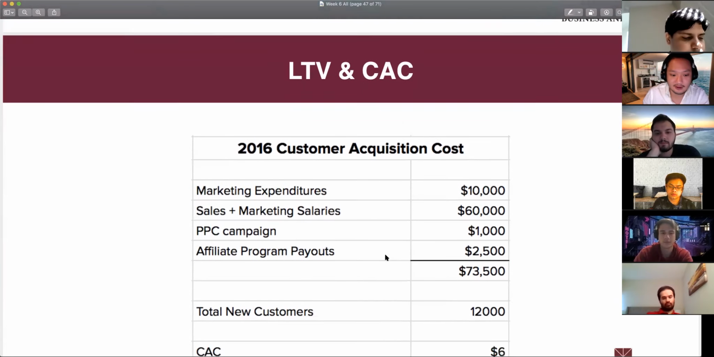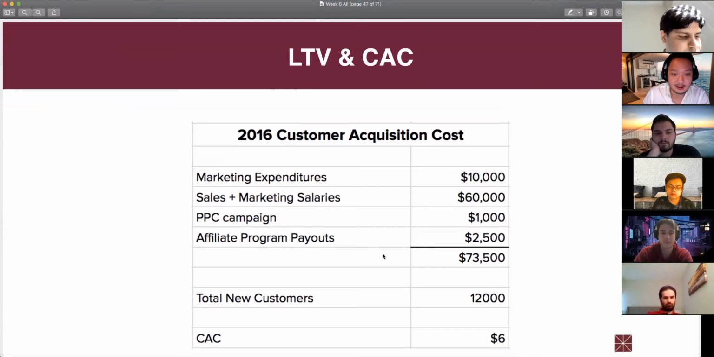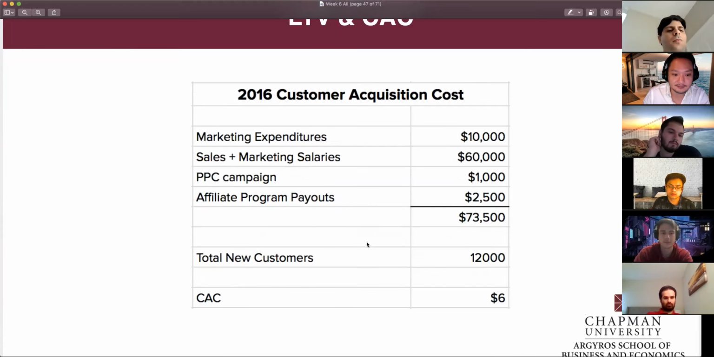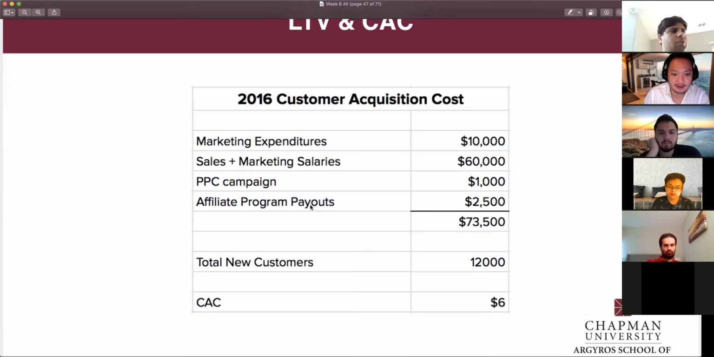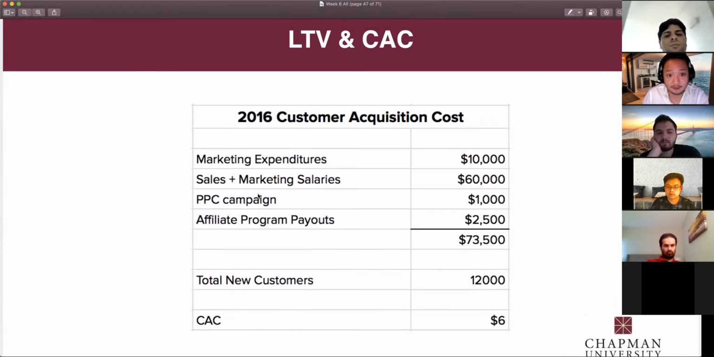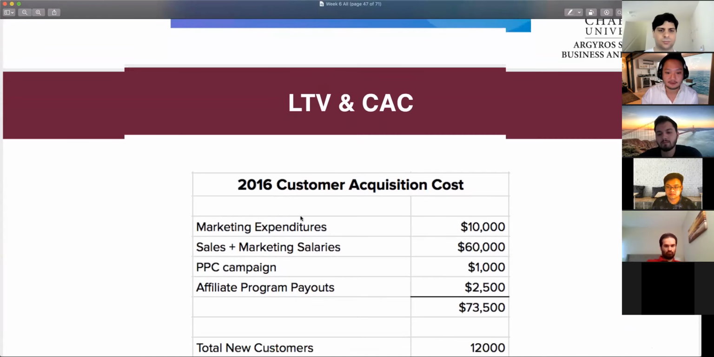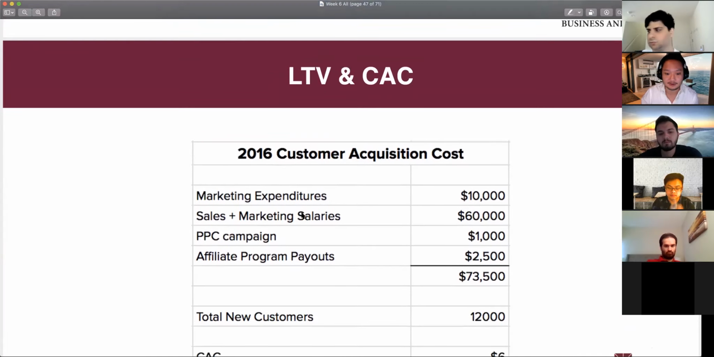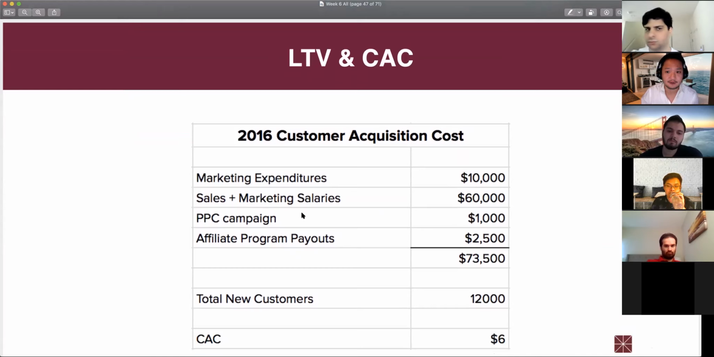So these are just some examples of campaigns. You can have an affiliate marketing campaign, or a distribution channel where you're delegating to third parties, giving them a revenue cut, for example, if they're expanding into other markets. Sales and marketing salaries, anything like marketing material expenditures, these would all account for your customer acquisition cost. Any questions so far?